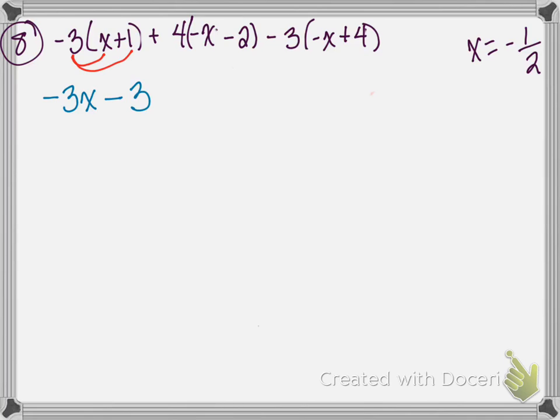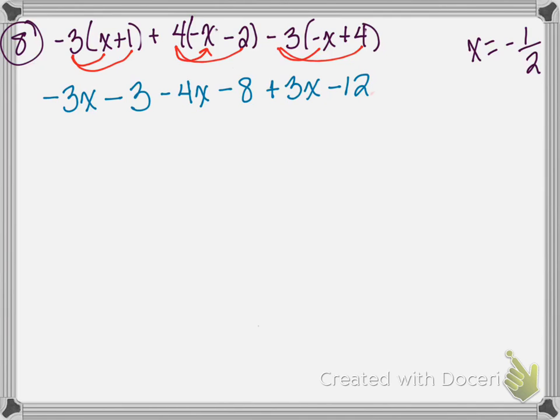Okay? Now, I am distributing a 4 to a negative x, and that's weird. What is 4 times negative x? It's negative 4x. Good. Then I've got positive 4 times negative 2. That is negative 8. Then I have negative 3 times negative x. That is positive 3x. Then I have negative 3 times positive 4. Okay?